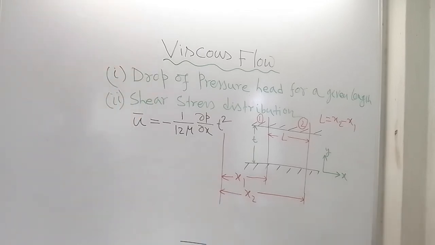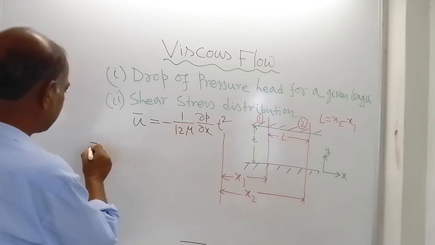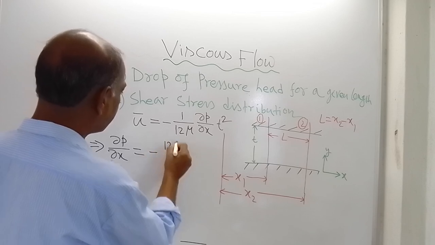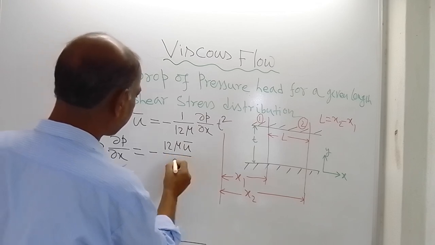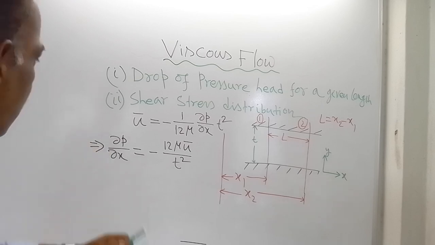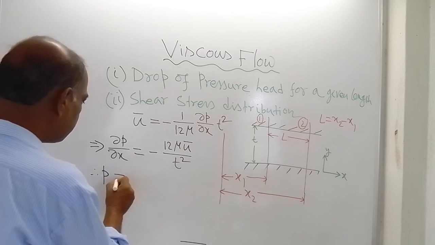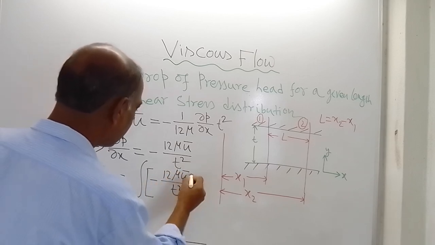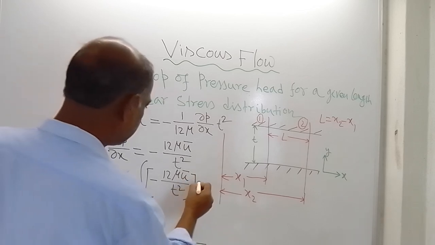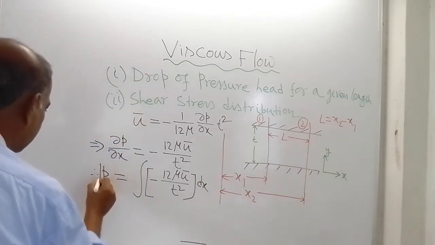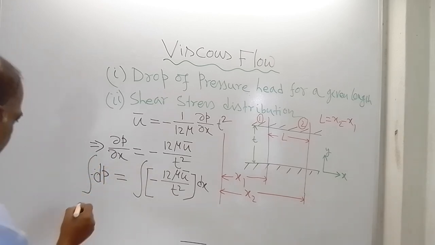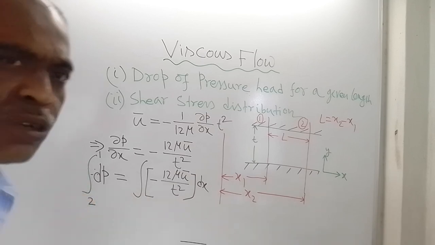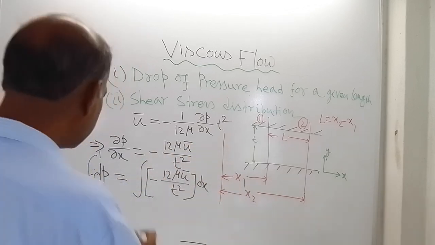Using this expression, we can write in the next line that del p del x is minus 12 mu u bar divided by t square. Therefore, p is the integration of this expression, minus 12 mu u bar divided by t square, with dx. You write dp, put the integration sign, and integrate from cross section 2 to cross section 1. This 2 and 1 are not numerical values of pressure; they denote cross section number 2 and cross section number 1. The same limits apply on the right-hand side.